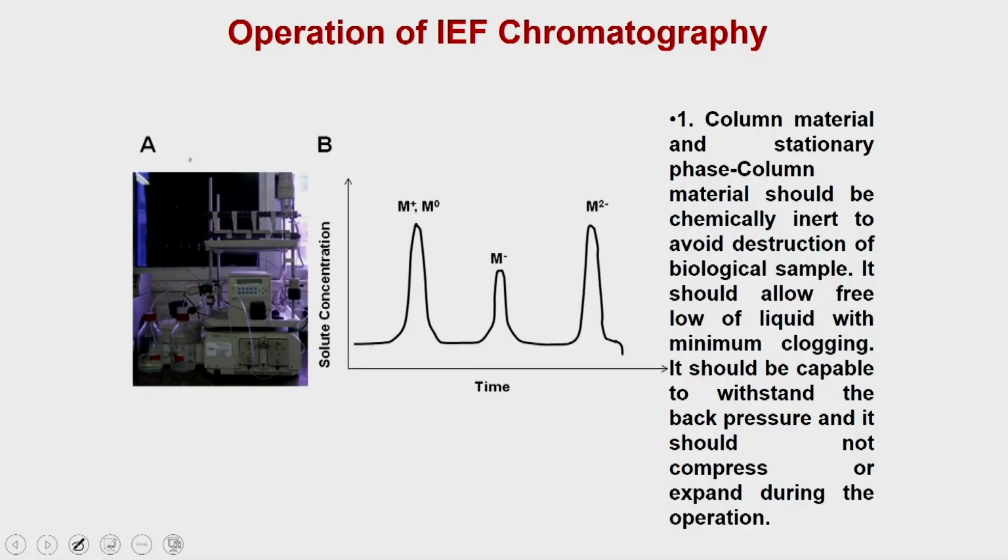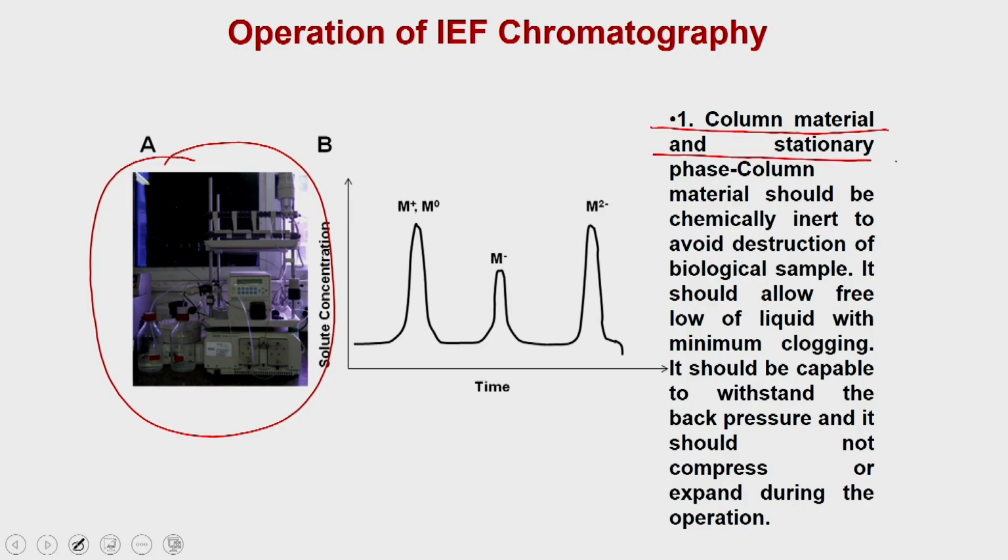So, this is the chromatography system, and this is the pattern you will get when you perform anion exchange chromatography. In the first step, you add the column material as well as the stationary phase. So, the first is that you prepare your column.